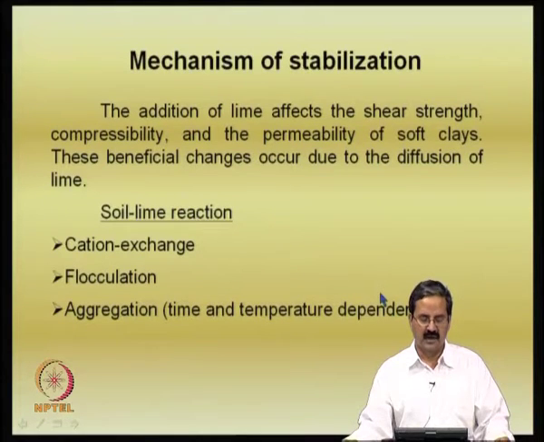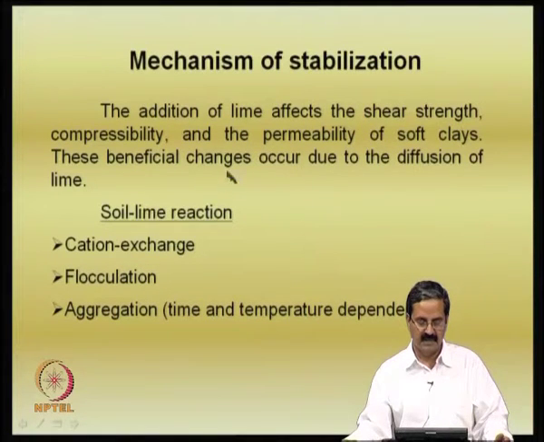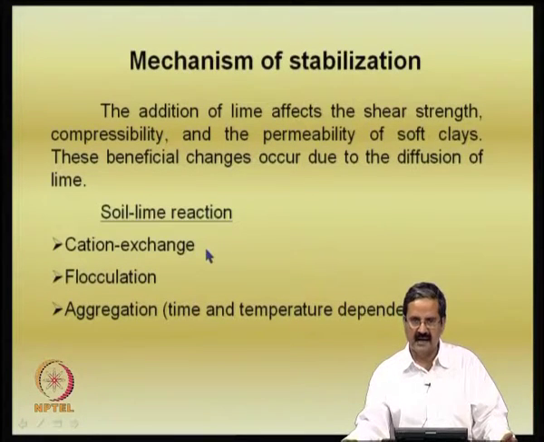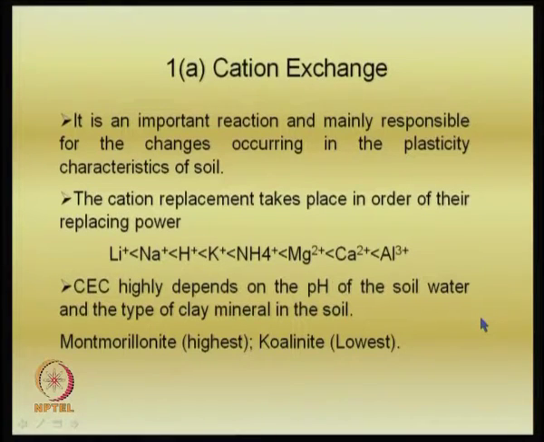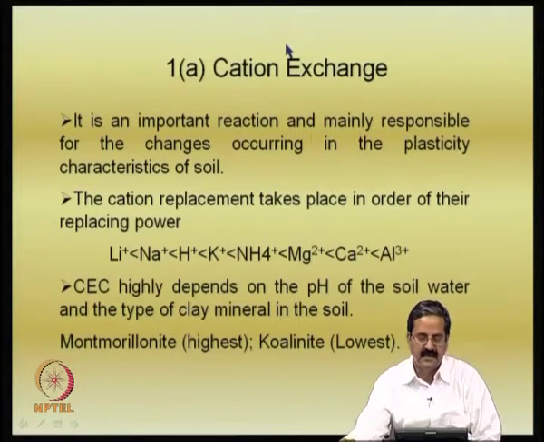So, what we should see is what the mechanisms are. As I just said, the mechanism results in improvement of shear strength, compressibility and permeability. So, what are the reasons or mechanisms? There are a couple of issues here. One we call cation exchange capacity or cation exchange, we call it flocculation, and the other one aggregation. This aggregation is essentially a function of time and temperature. We will see what is cation exchange.